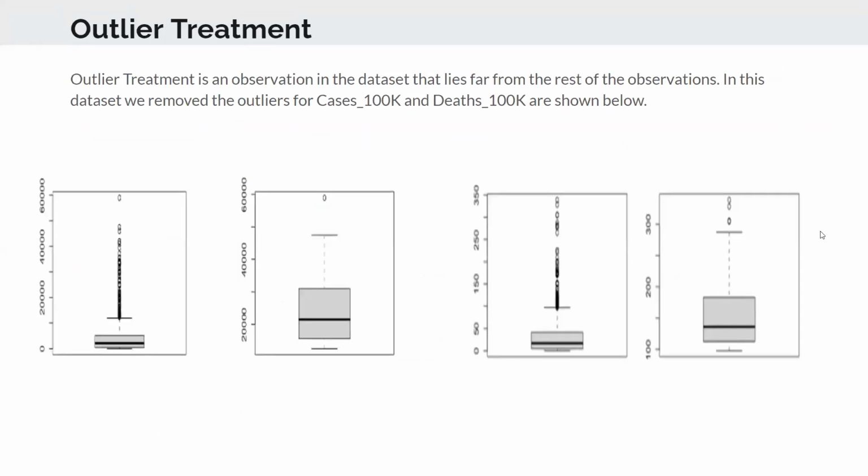So when it comes to outlier treatment, there are some values in the attributes that lie far away from the rest of the observations. So in that case, for cases_100K and deaths_100K, we have to remove some of the outliers to get better results.